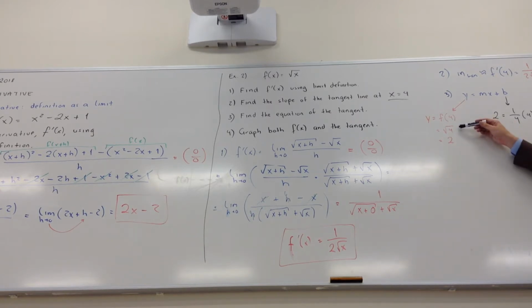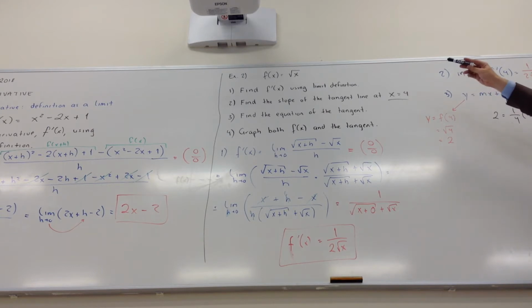¿Por qué raíz de 4? Sustituyes con la original. Yeah, I found 2. That's my y for this. Because remember, the tangency point is shared by both the graph and the tangent line.